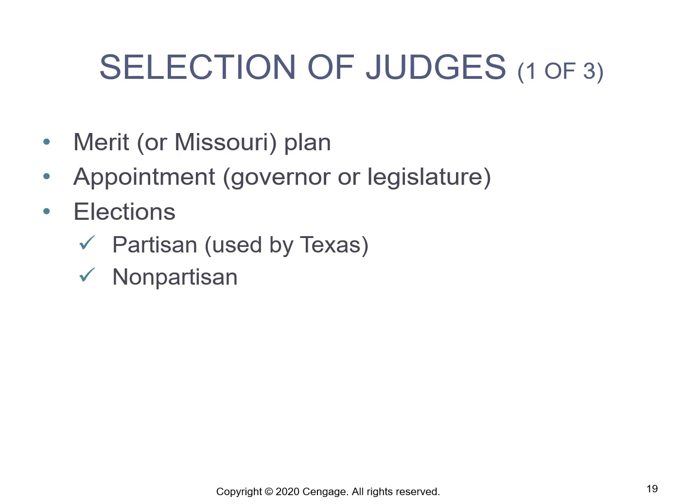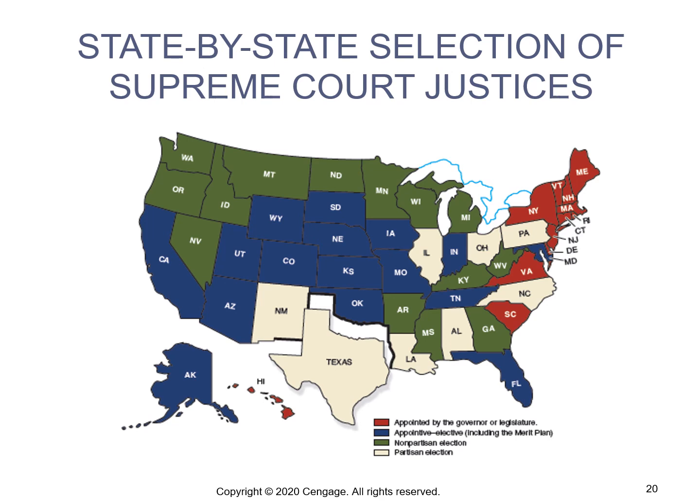The merit plan is to avoid partisan politics. Texas judges are almost all elected. There are a few city judges that are selected or hired by the city council. Otherwise, judges are elected. State by state selection of Supreme Court justices. On this chart, you can see Texas is one of the states that uses partisan elections to select their judges, as opposed to the other systems that we have: nonpartisan, appointed, or appointed by the governor or the legislature.